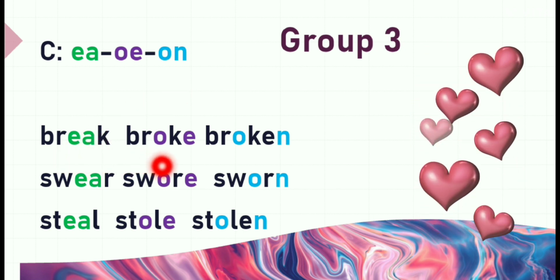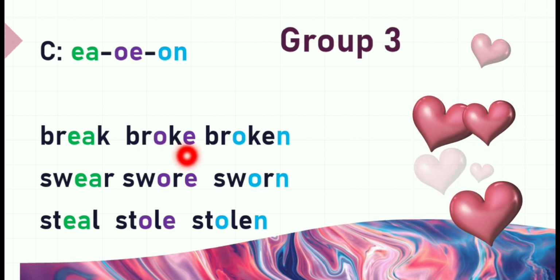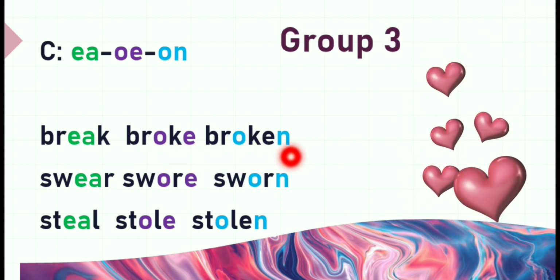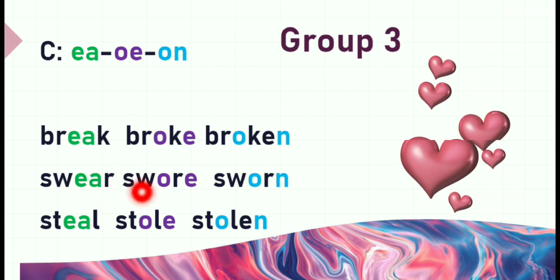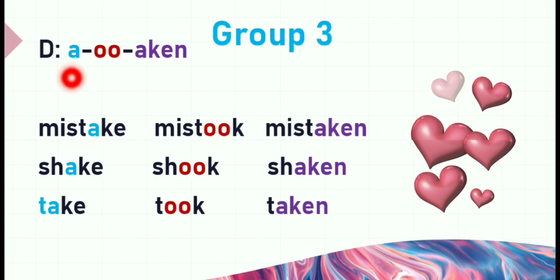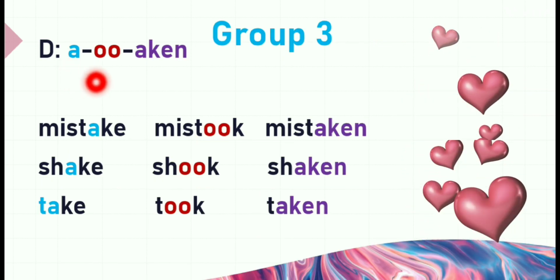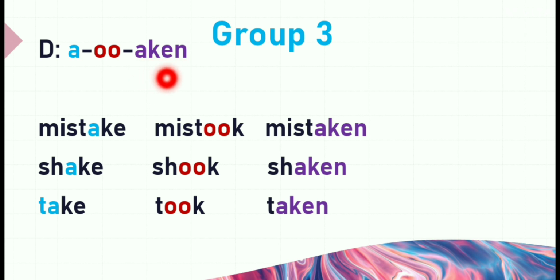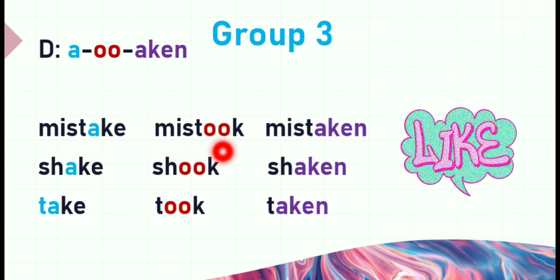Let's see some examples. Break with EA, broke with O and E, and broken with EN. Same is the case here. Swear, swore, sworn. Steal, stole, stolen. Category D has those verbs that follow the A-OO-AKEN pattern, like mistake with A over here, mistook with double O, and mistaken with AKEN in it. Fine. Let's see some more examples. Shake, shook, shaken. Take, took, taken.